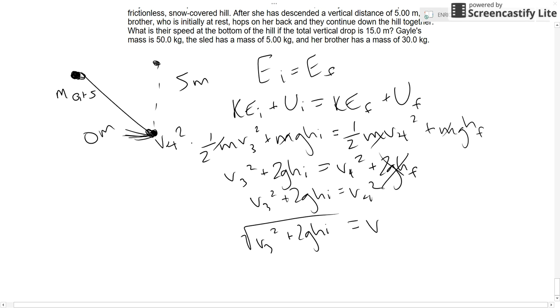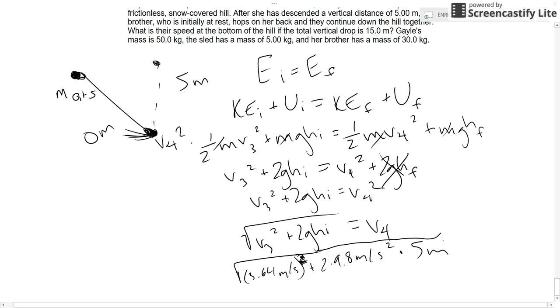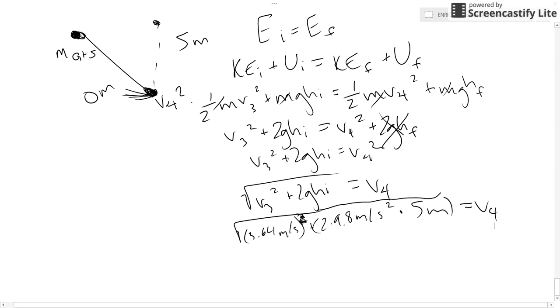So when she gets down, they're going to be at this point, v4. We can plug into our calculators. 3.64 meters per second, the whole thing squared, plus 2 times 9.8 meters per second squared times the height, and it's going to be at the top, so 5 meters. That's going to be our velocity when Gail gets to the point before her brother gets on that sled. So 3.64 squared plus 2 times 9.8 times 5, and then get the square root of that. Her velocity is going to be about 10.55 meters per second before her brother gets on the sled.